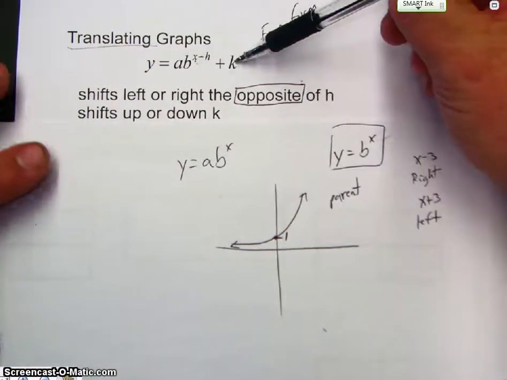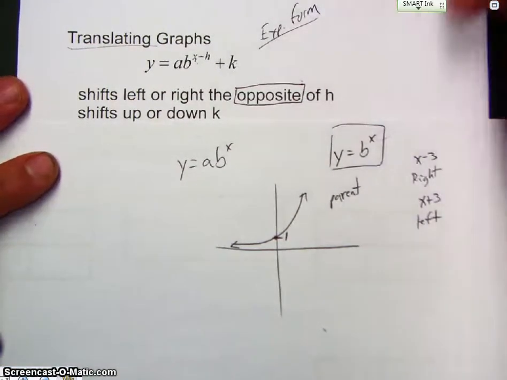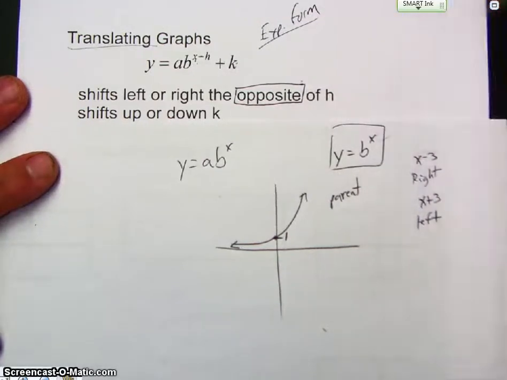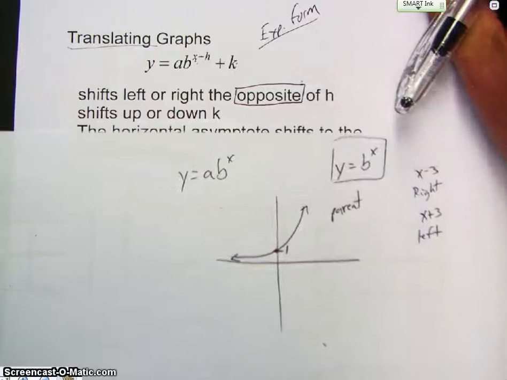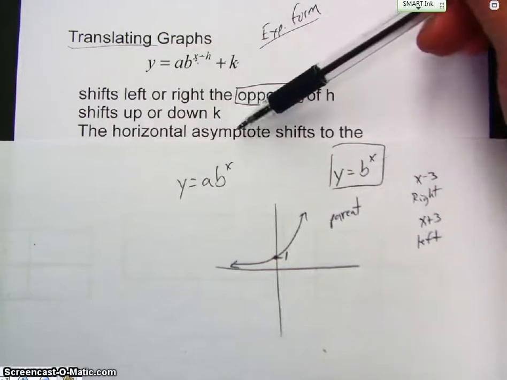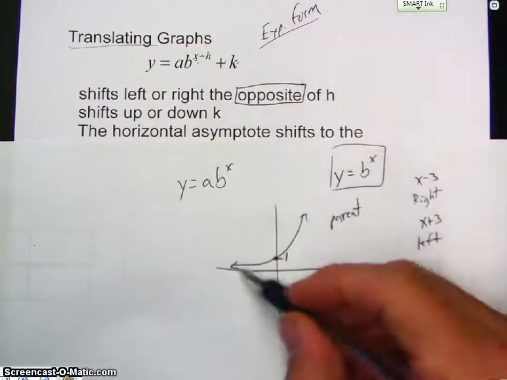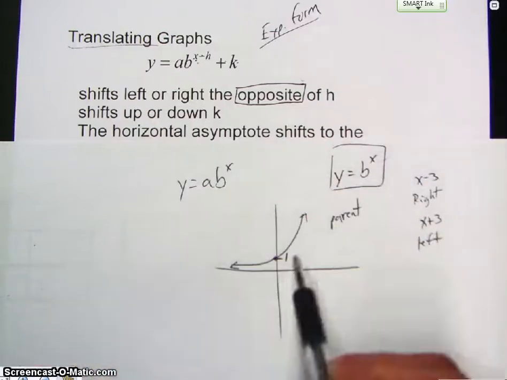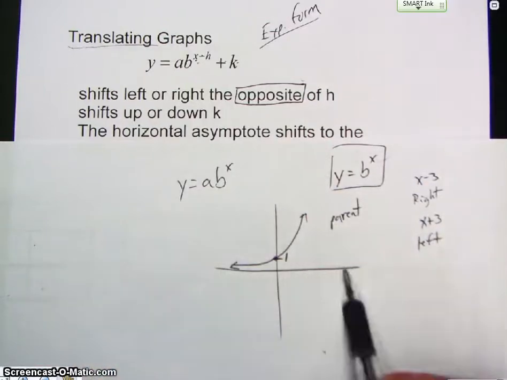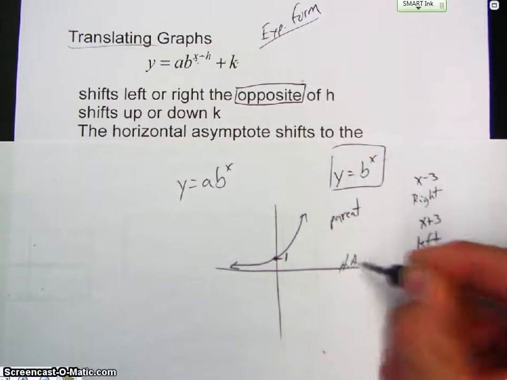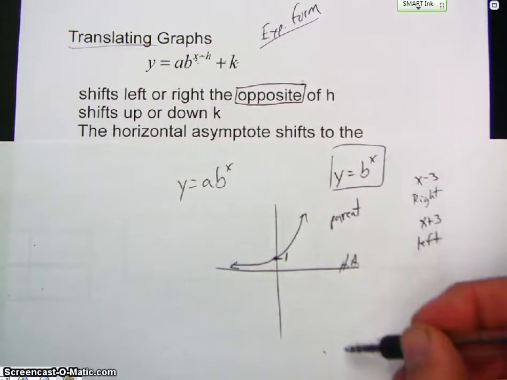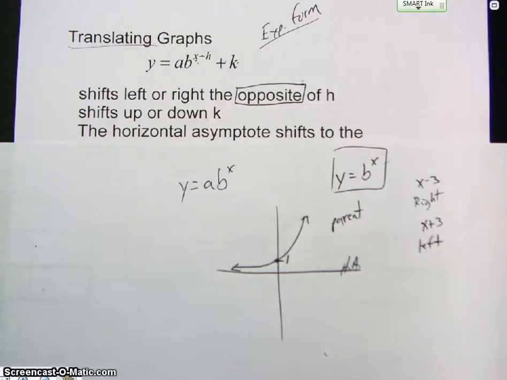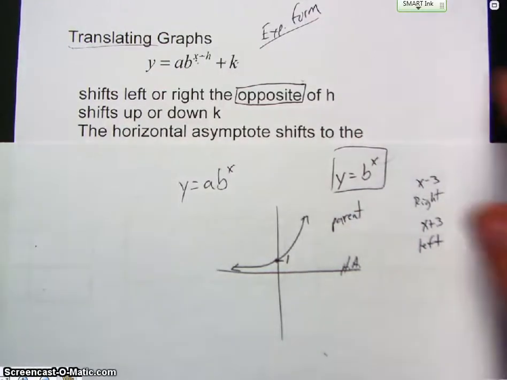The k value makes it go up or down, and that's the standard. If it's plus k, it's going up. If it's a minus k, it's going down. But there's one more thing. The horizontal asymptote also moves along with the graph. So if I'm moving this up or down, then my horizontal asymptote, which right now is the x-axis, will also be moving up or down. So when that happens, there's a little bit extra graphing we have to do, which is really easy, and I'll show you what to do.